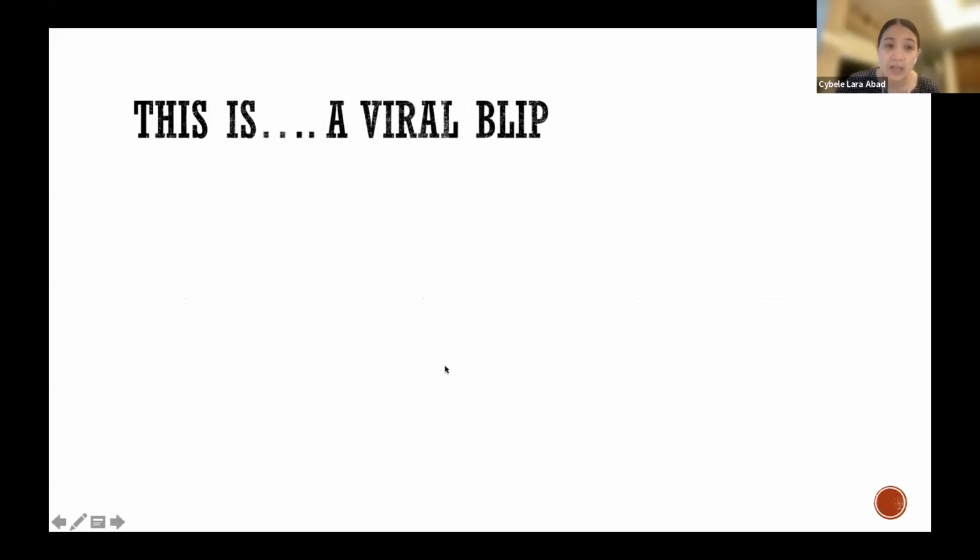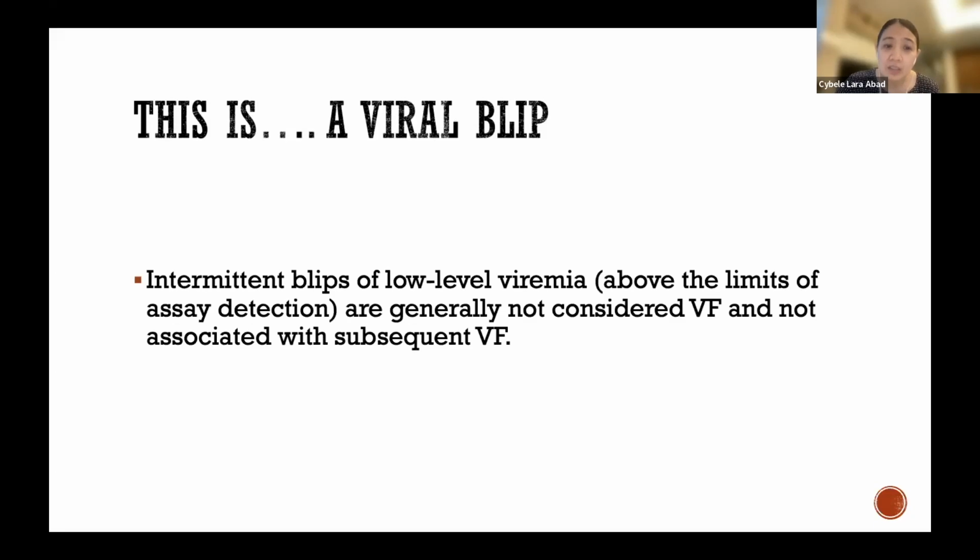This is not yet virologic failure. This is what you call a viral blip. It's just a blip, there's just a little bit of elevation. And so intermittent blips of low-level viremia, meaning it's above the limit of detection, which is 40, but it's not above 200, are not considered virologic failure and not associated with subsequent failure.